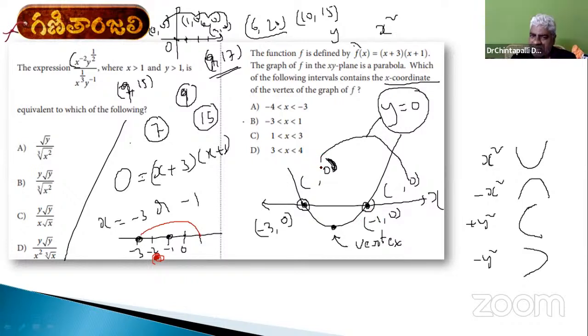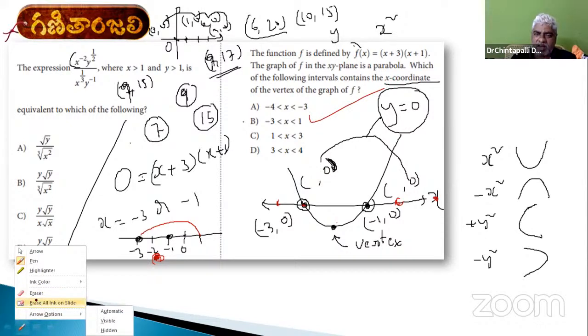Negative 4 comma negative 3 is not correct. Negative 4 must be there, negative 3 must be there, but the vertex does not lie in this interval. And negative 3 comma 1 is correct. In 1 comma 3, the vertex is not there. Even in the interval 3 comma 4, the vertex is not there. So by observation, we can say option B is correct.